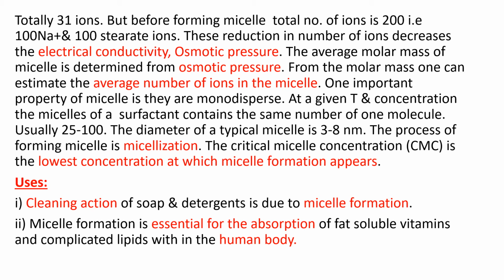So at a given temperature, a concentration of the micelles of a surfactant contains the same number of molecules, usually 25 to 100, and the diameter of a typical micelle is 3 to 8 nanometers. The process of forming micelle is called micellization, and the critical micelle concentration is the lowest concentration at which micelle formation appears. So after a particular concentration micelle formation occurs, and that concentration is called the critical micelle concentration. Simply it is called CMC.